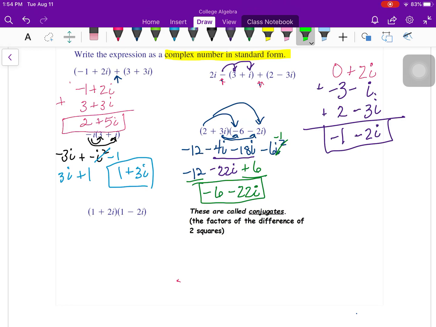Now, let's take a look at these two complex numbers multiplied together versus these two multiplied together. What's the difference besides just the numbers? Yes, this one has the same first term and second term. One with a plus, one with a minus, where these don't have any terms the same. When the first term and the second term are the same, just separated by a plus and a minus, we call those conjugates.